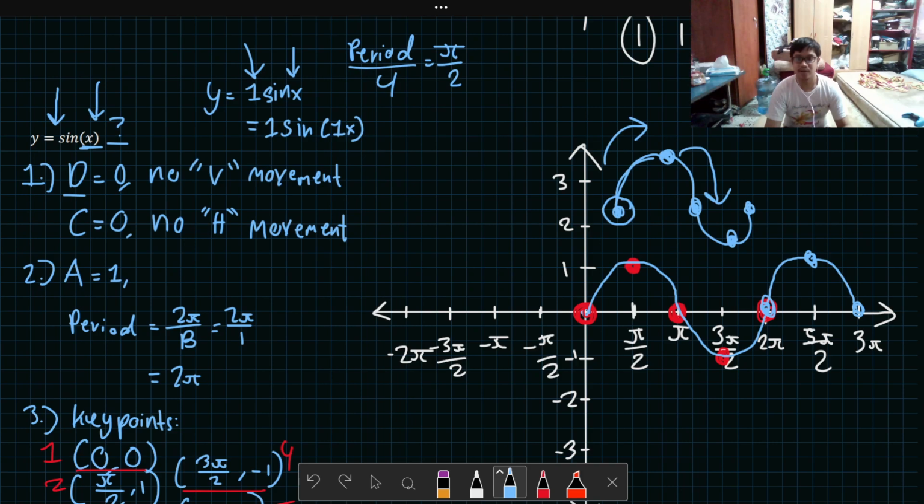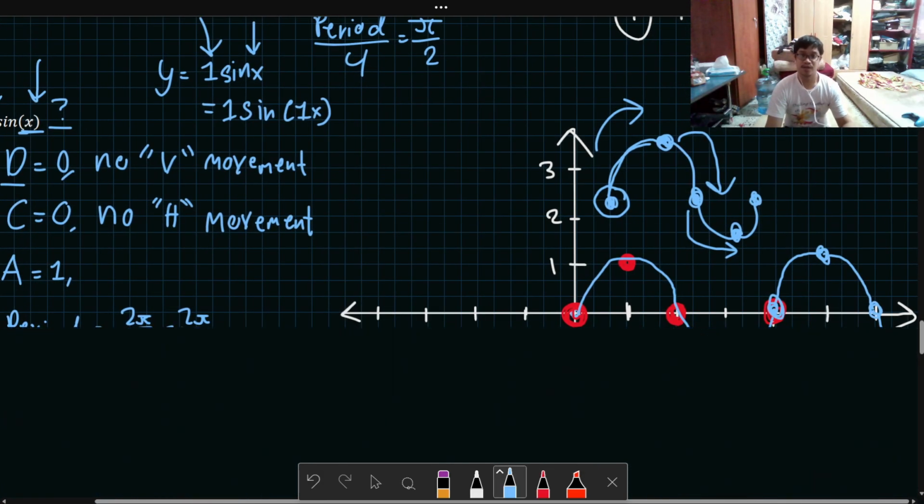Then the next pattern is you're going to go down. When you go down, the limit or the height of you going down depends on the fourth key point here, which should be until negative 1. So you're going to stop until here. Since this is the only part of the graph I can reach, I'm going to put an arrowhead. Don't forget to put an arrowhead, okay? So yeah, that's basically it. That's how you do the graphing.